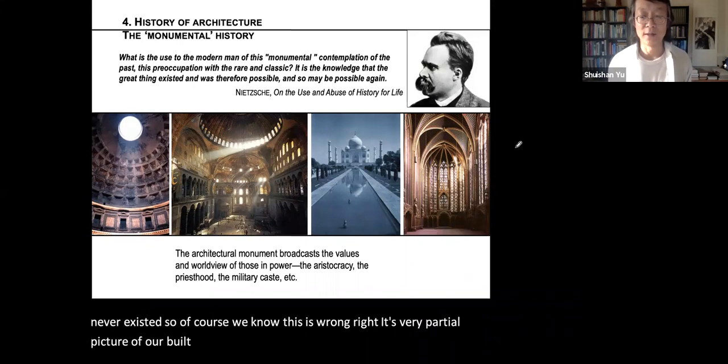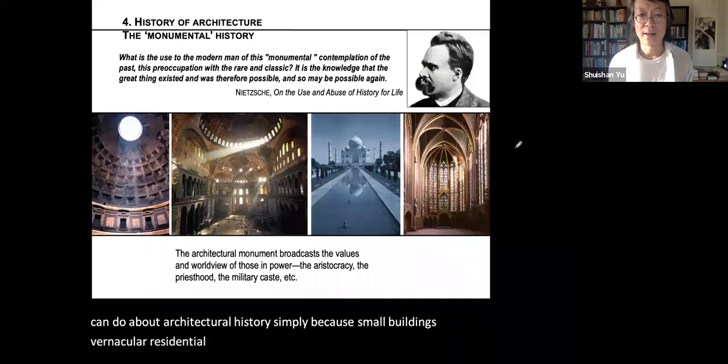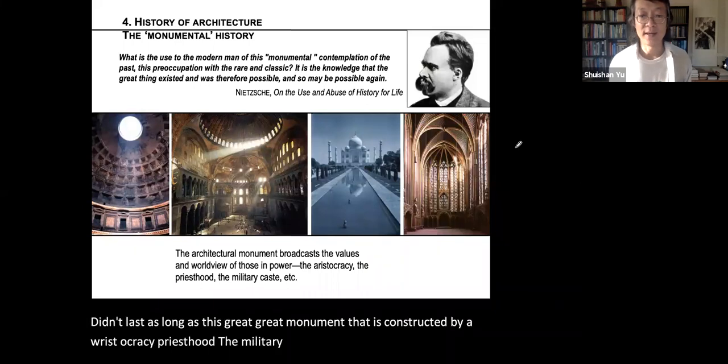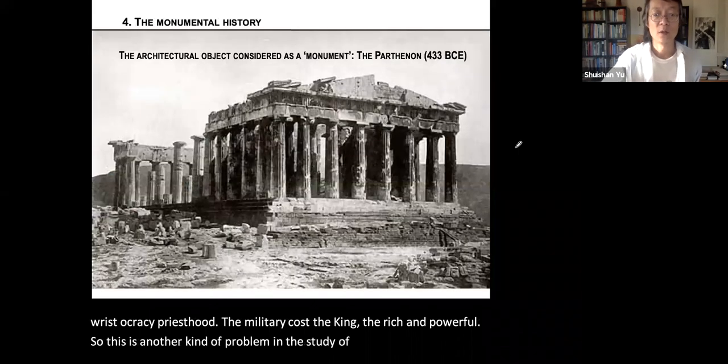But unfortunately, this is exactly what we can do about architectural history, simply because small buildings, vernacular residential architectures didn't last as long as these great monuments that were constructed by the aristocracy, the priesthood, the military caste, the emperor, the king, the rich and powerful. So this is another kind of problem in the study of architectural history.